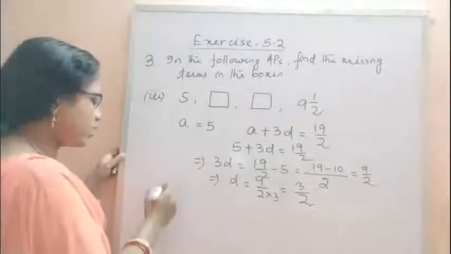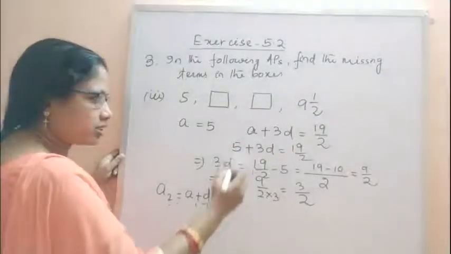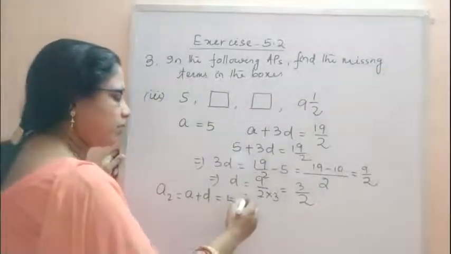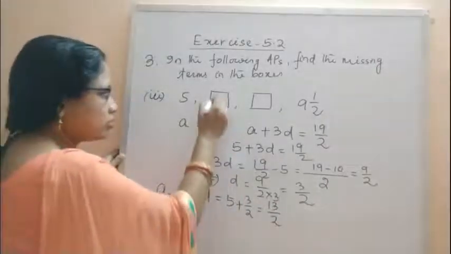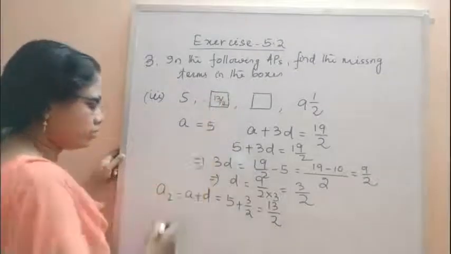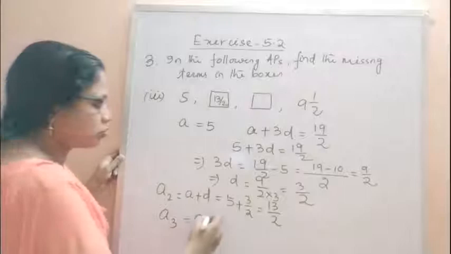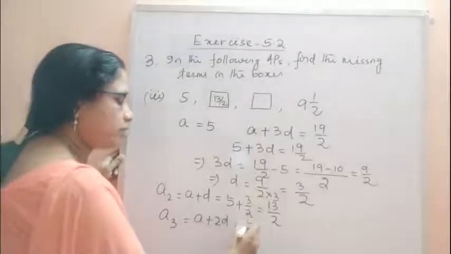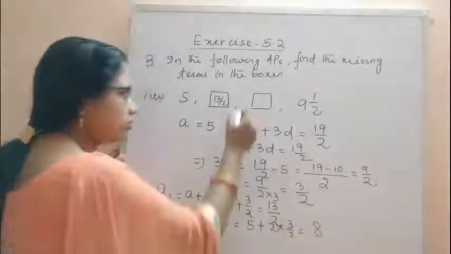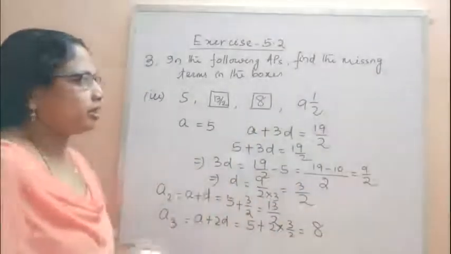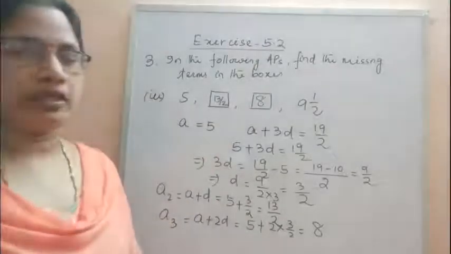So what is a2? a2 is equal to a plus d, that is 5 plus 3 by 2, which is equal to 13 by 2. Then a3 is equal to a plus 2d, so this is 5 plus 2 into 3 by 2, which is equal to 8. So a2 is 13 by 2 and a3 is 8.